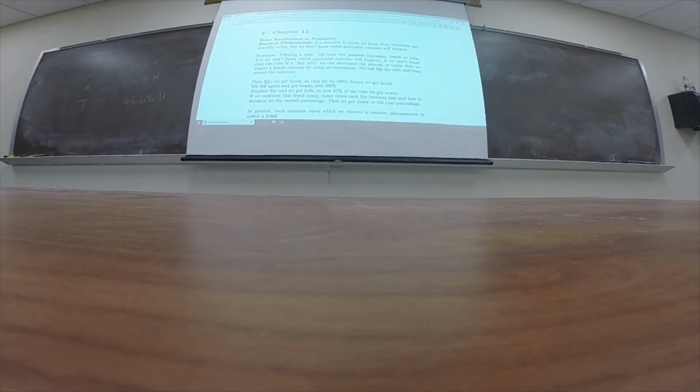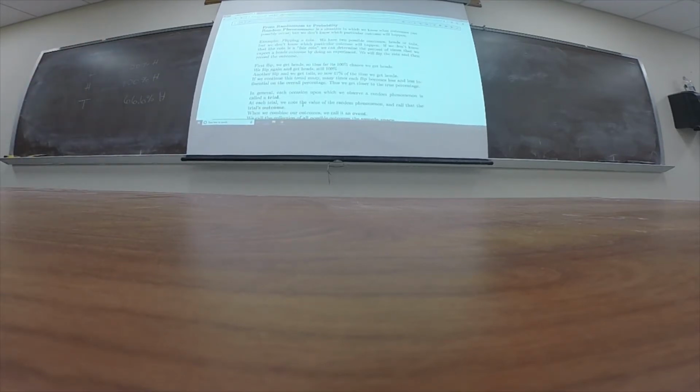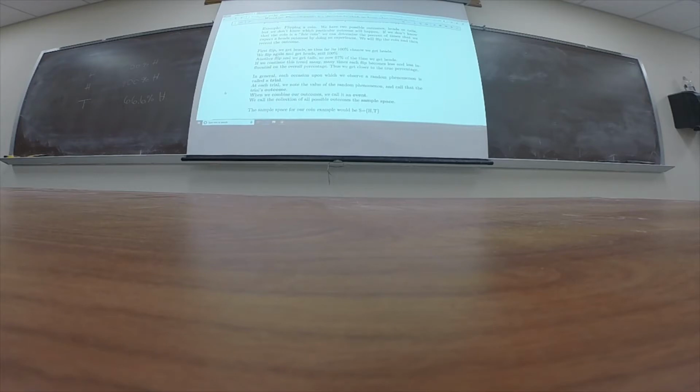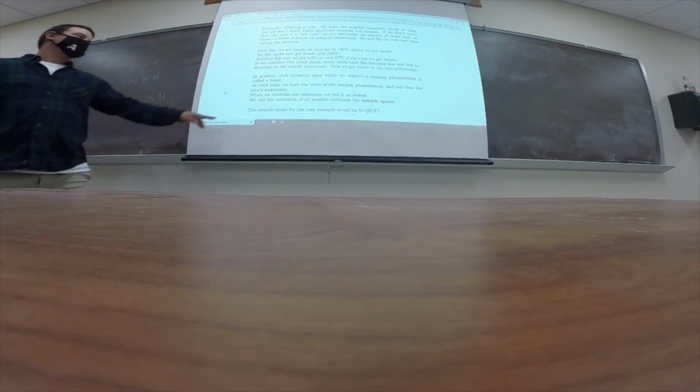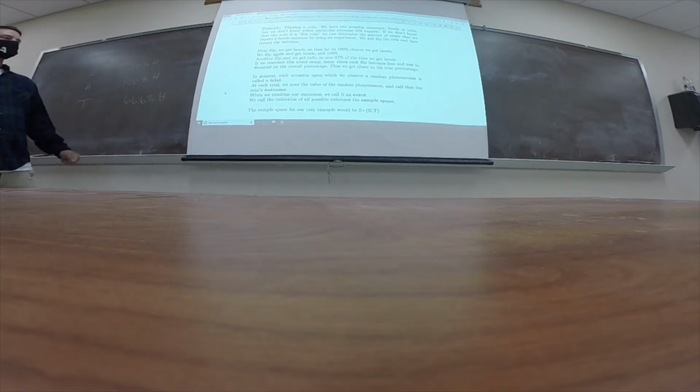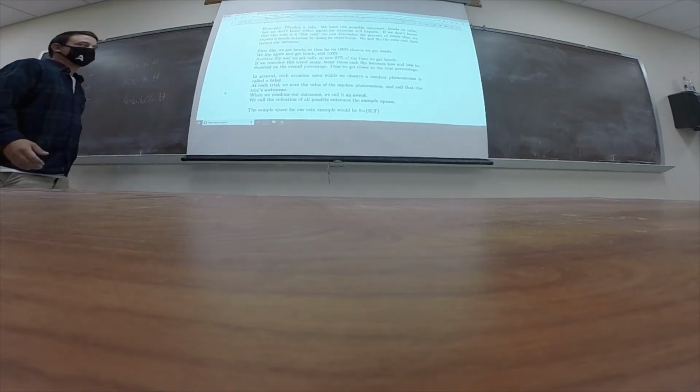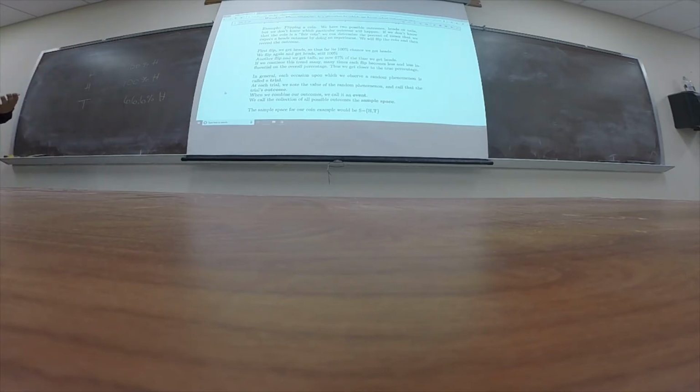In general, each occasion upon which we observe a random phenomenon is called a trial. At each trial, we note the value of the random phenomenon and call it the trial's outcome. When we combine our outcomes, we call it an event. We call the collection of all possible outcomes the sample space. The sample space for our coin example would be simply heads and tails, our 2 possible outcomes. We get a head, we get a tail.